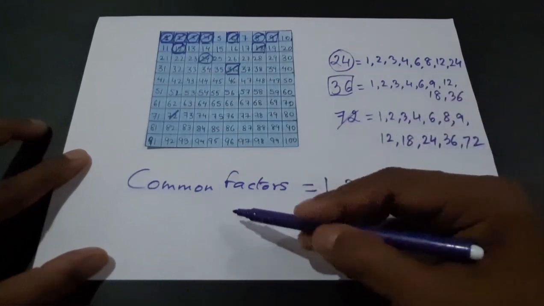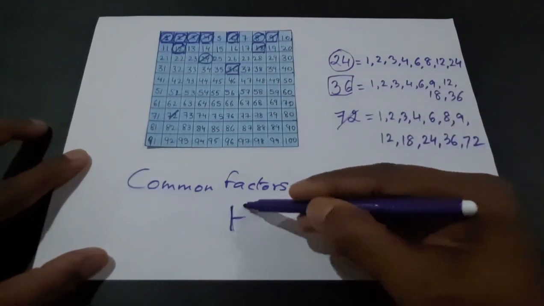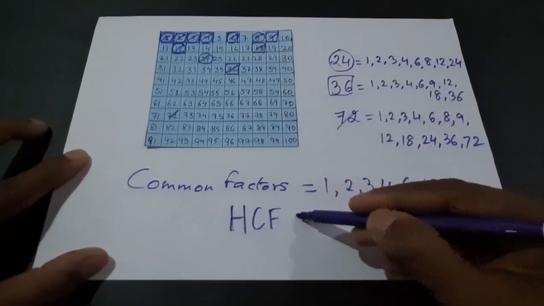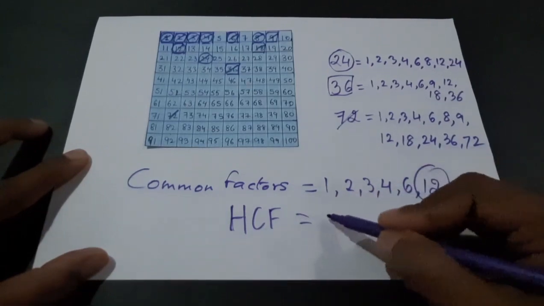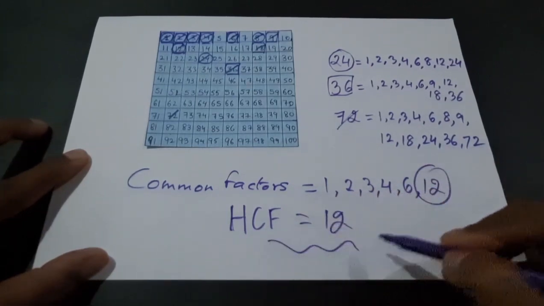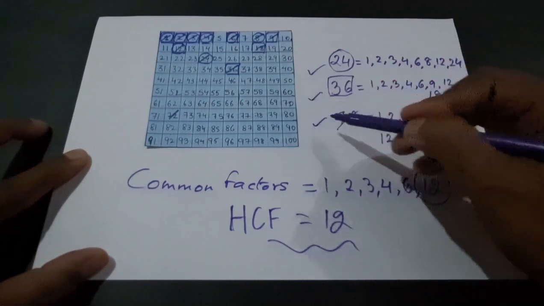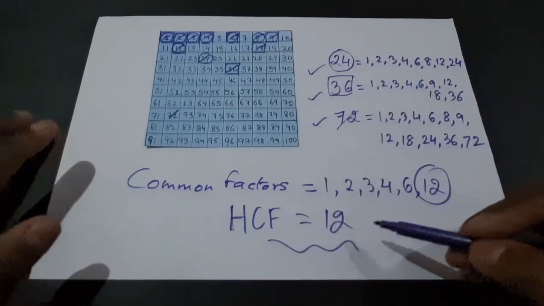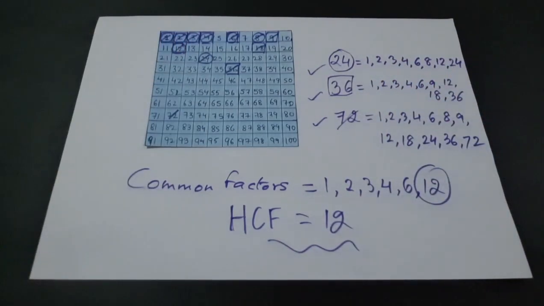Now we are talking about the highest common factor. So out of these common factors, you can see 12 is the highest, and therefore the HCF of 24, 36 and 72 is 12, and that completes our activity on finding HCF.